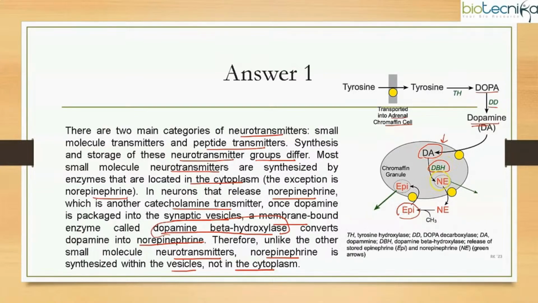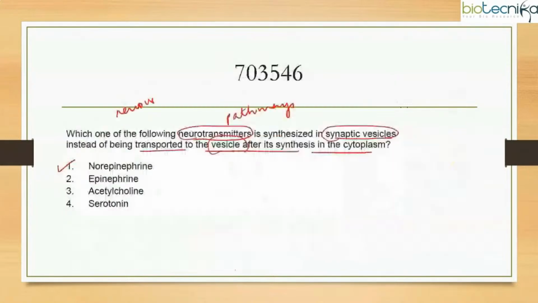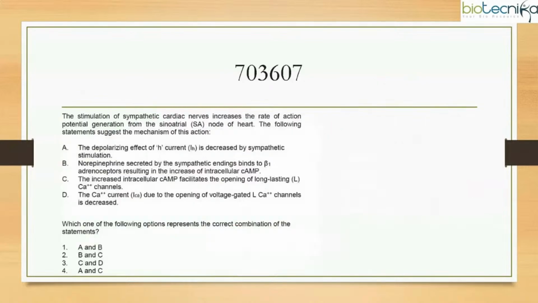But norepinephrine, where is it being synthesized? Inside the vesicles. Clear? So that is why the right answer for this question is option 1, and the others are synthesized in the cytoplasm. So that was about the part B questions. Now let's discuss the part C questions.